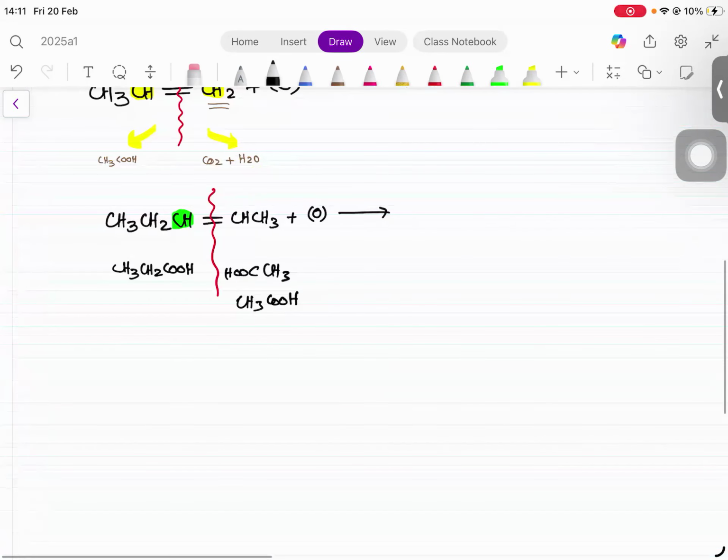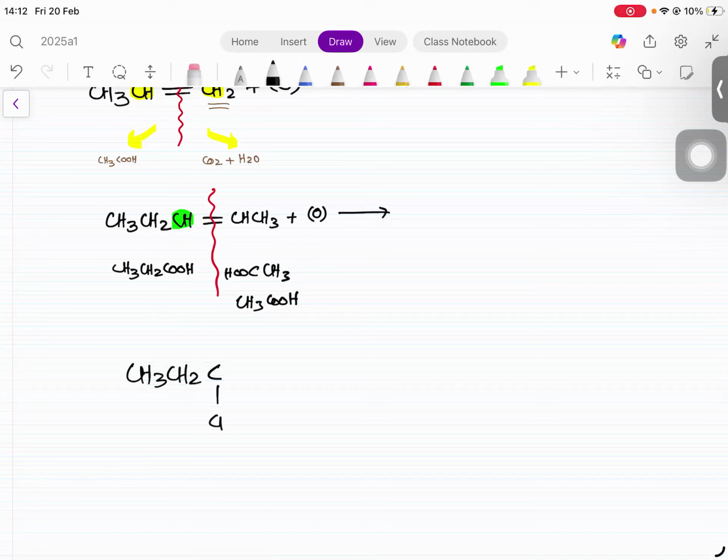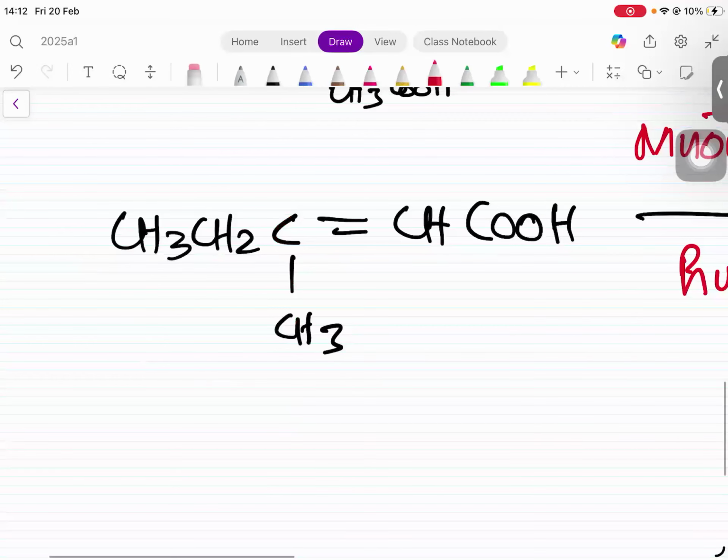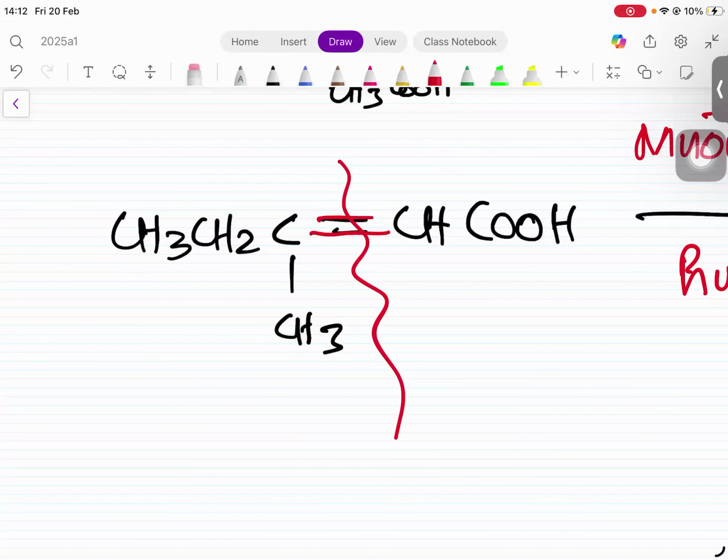So it's straightforward. For example, look, CH3, CH2, then CH3, double bond, CH, COOH. Okay, here is the product. Hot concentrated KMnO4, acidified, heat under reflux. Now you got it, it's a strong oxidation. So what happens? कहाँ से molecule कट जाएगा? Center से double bond. यहाँ से कैंची से काट दिया.